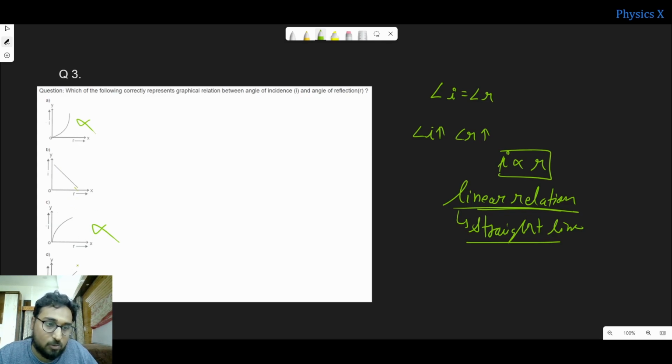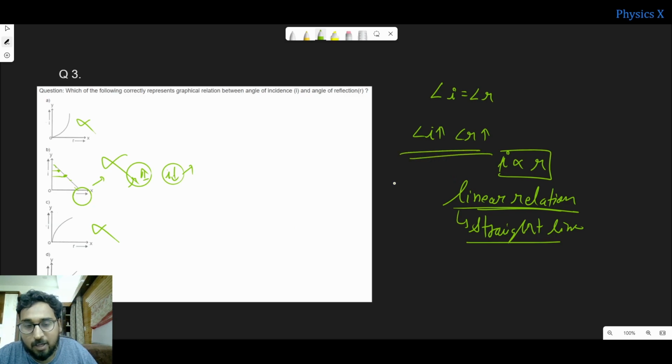Now, straight line are these two. Observe here that as R is increasing, in this x-axis there is the angle of reflection, that is R. So R is increasing, and the value of I is decreasing. So I is decreasing, which shows an inverse relation. As R increases, I decreases, so that means this is wrong, because I must also increase as R increases.